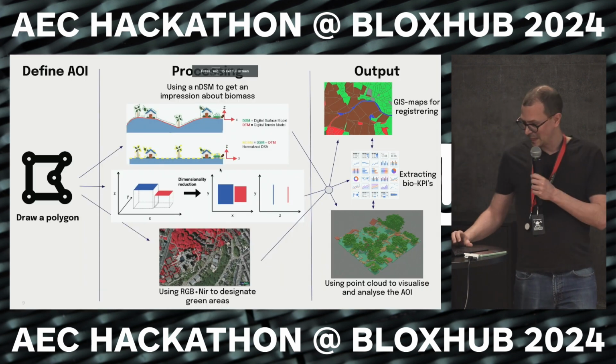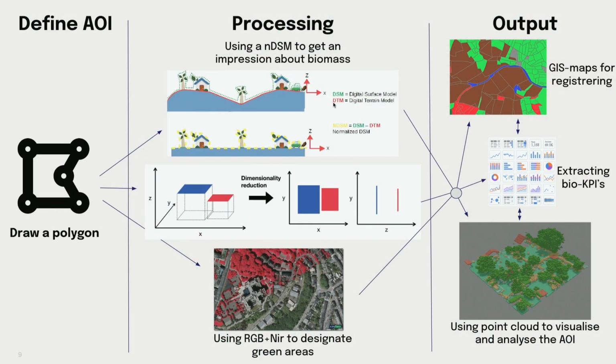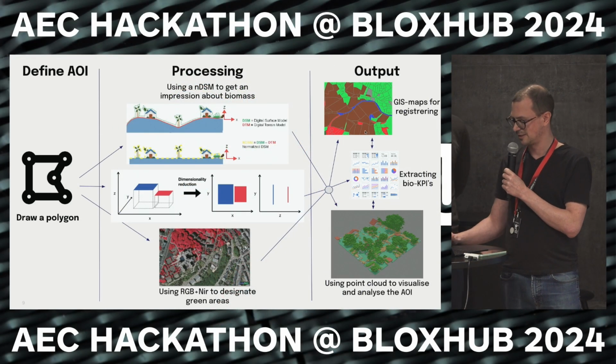The user defines an area of interest as a polygon. We use a digital surface model and a digital terrain model to estimate the biomass, which is basically the difference between these two. We take the RGB and near-infrared images to estimate the area covered by vegetation. We also use dimensionality reduction, principal component analysis, for those interested in machine learning. And then we visualize it as a point cloud. We also have ideas for the future that are not part of the demo.